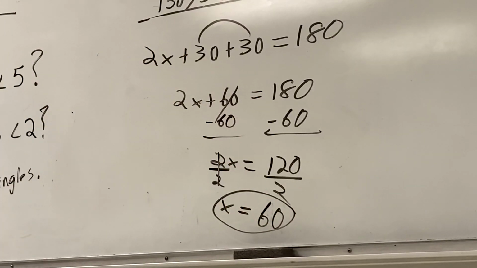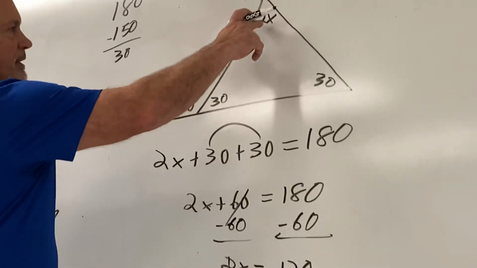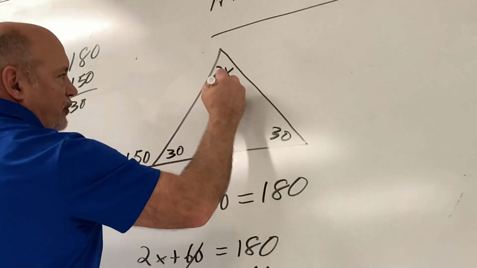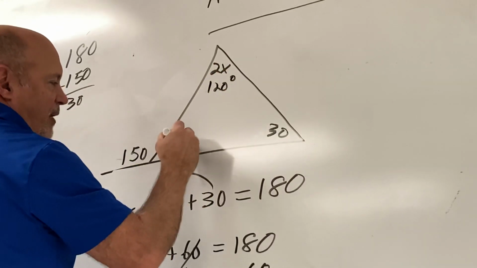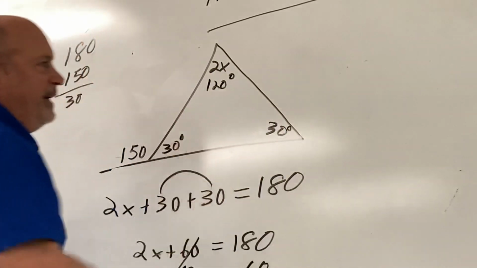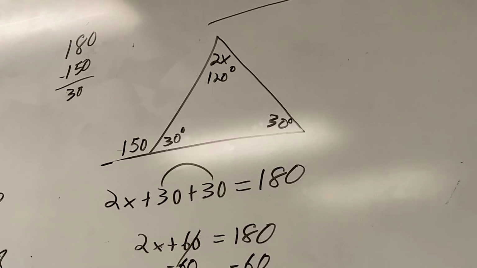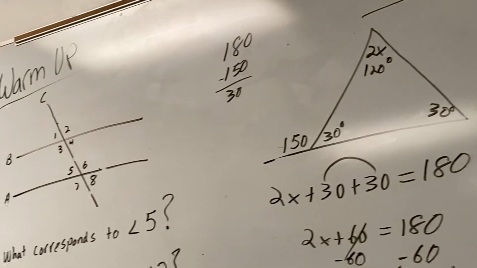No. Plug it in. What's 2 times 60? 120 degrees. So now I have found all three angles inside the triangle. We got 120 for one of them. We got 30 on one, 30 on the other.